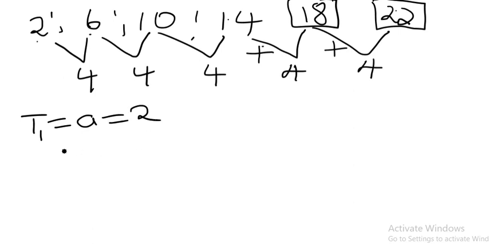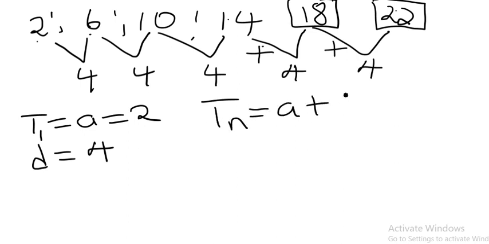Secondly, we know D. Our D is equal to 4. It's our constant difference, also known as the common difference. Right, so now we can substitute them into our formula. Our formula is like this, the one that we have on the next page.